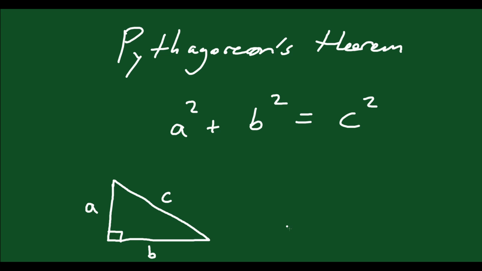And that side has a special name. It's called the hypotenuse. The hypotenuse is always the side across from your 90 degrees. It's also the longest side in a right-angled triangle. And that's important, otherwise this equation won't work, right? So that has to be C.